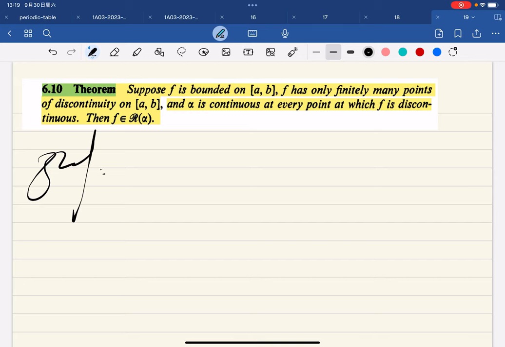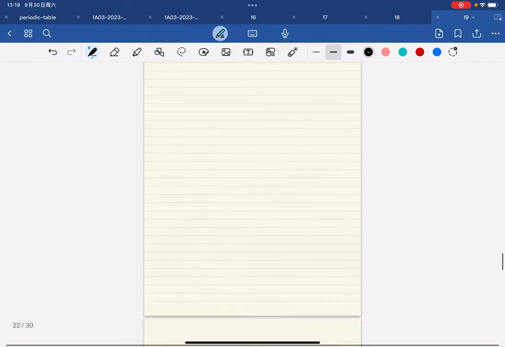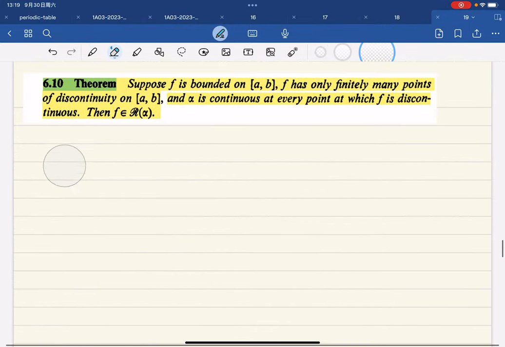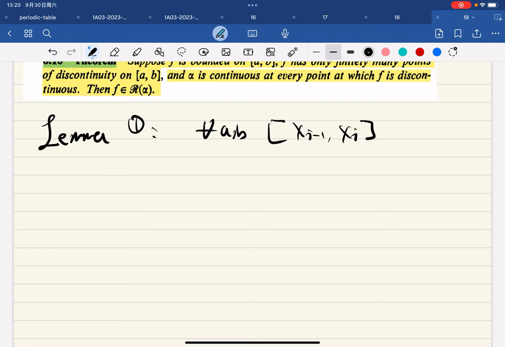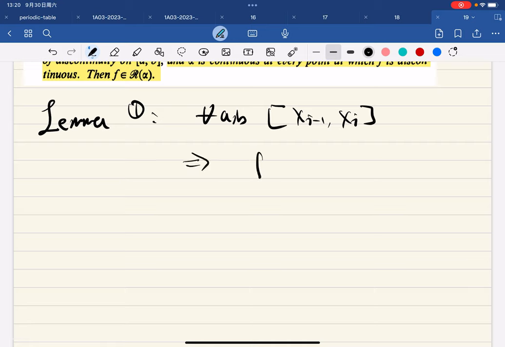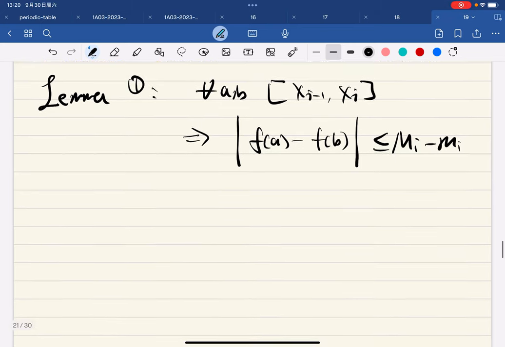So, 6.10. Okay, so we need two supporting lemmas. Lemma number one. We have for any a, b lying in this interval, then we have f(a) minus f(b) is less than or equal to M_i minus m_i. So for any function values in this interval, their difference is less than the supremum minus the infimum.